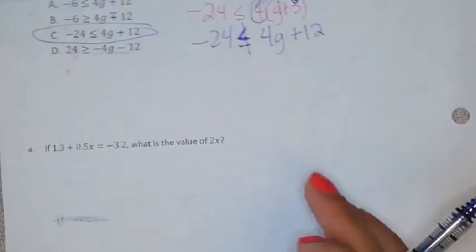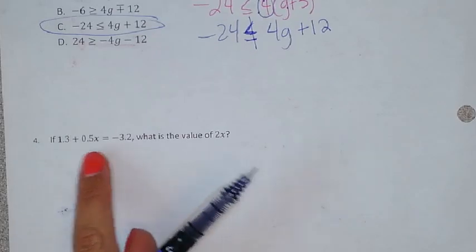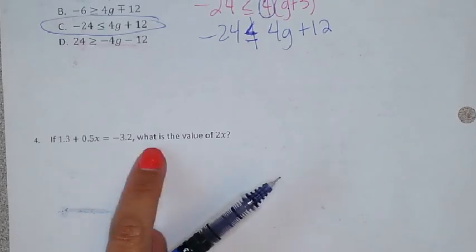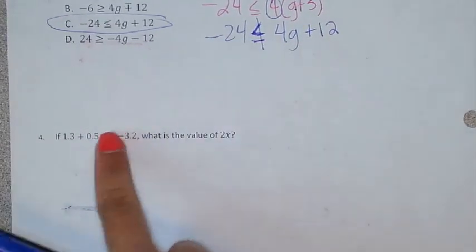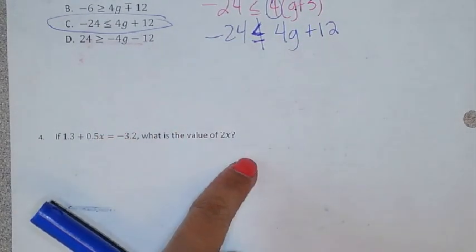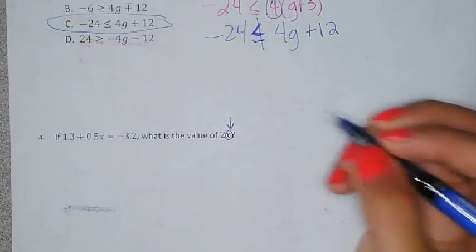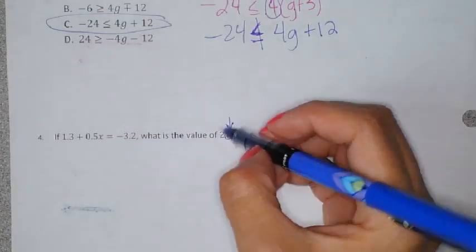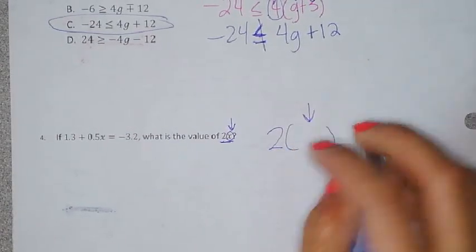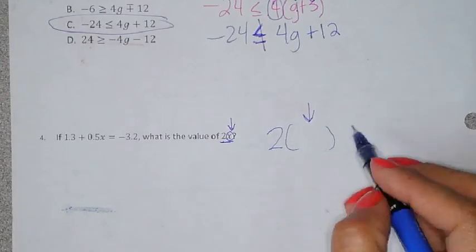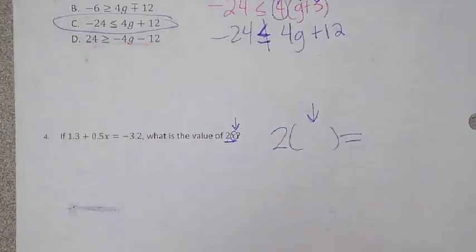Okay? For number 4, it has an equation that has the variable of x, and then it asks, what is the value of 2x? So it's not really asking you what x is, it's asking you what 2x is. So in this case, I need to know what x is first using this equation, and then I have to multiply it by 2. And once I know the value of x, I can know what 2x is. In other words, x times 2.